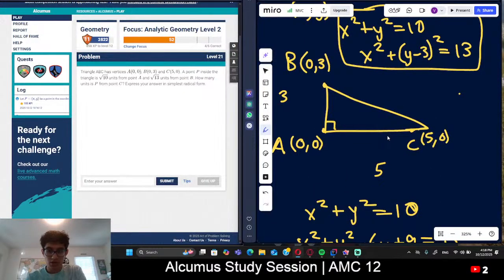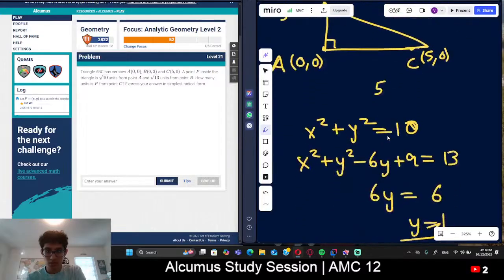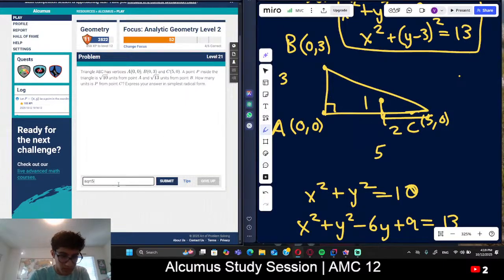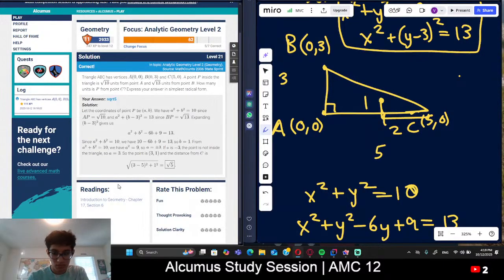Let's see, how does that help us? If y is 1, then x has to be 3. So here (3, 1). Let's verify that very quickly. (3, 1), so that's 9 and 1, 10, and 9 and 4, 13. Yeah, that seems to make sense. So what is this going to be then? This is going to be 2 and 1, so it's going to be root 5. So square root of 5. Yep, okay.